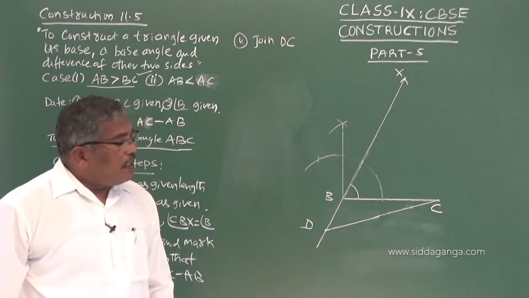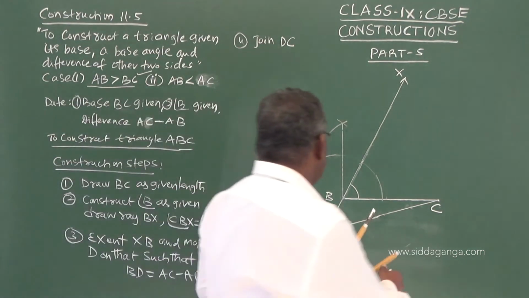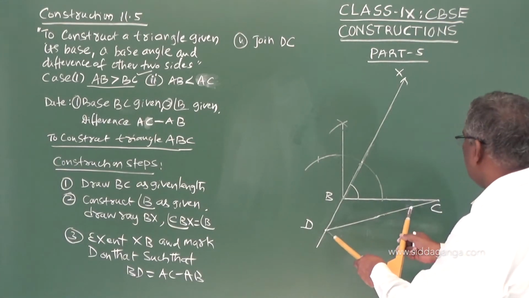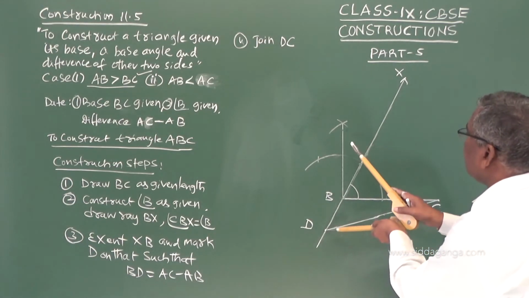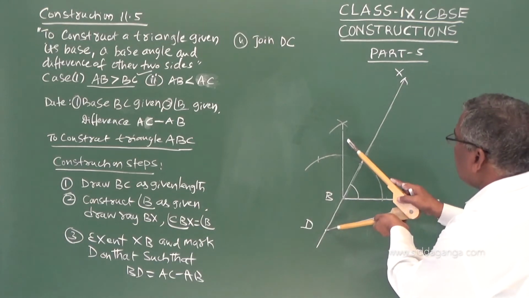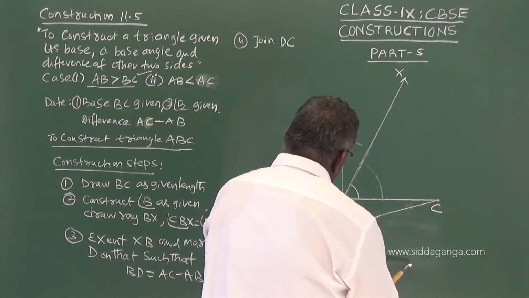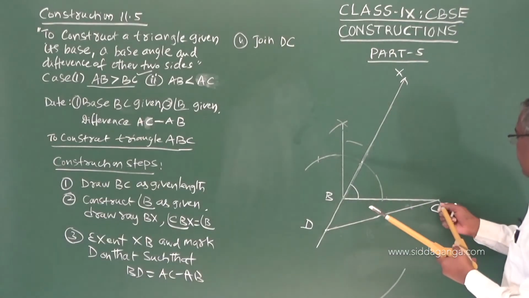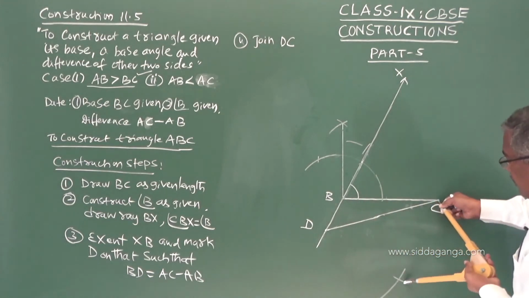Now draw a perpendicular bisector to DC. For this we use a compass. Take a radius more than half of DC. Mark an arc at the top and an arc at the bottom. Now with the same radius and with C as center, cut the arc.